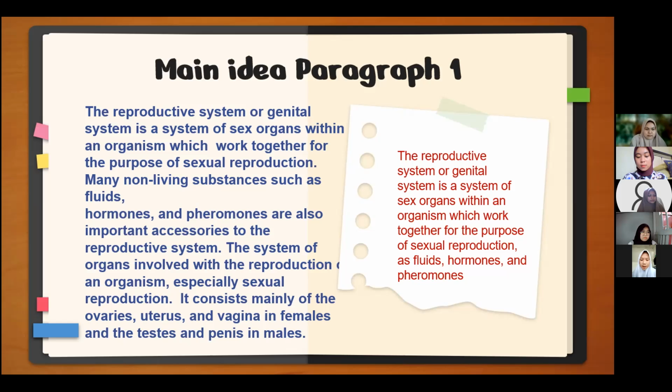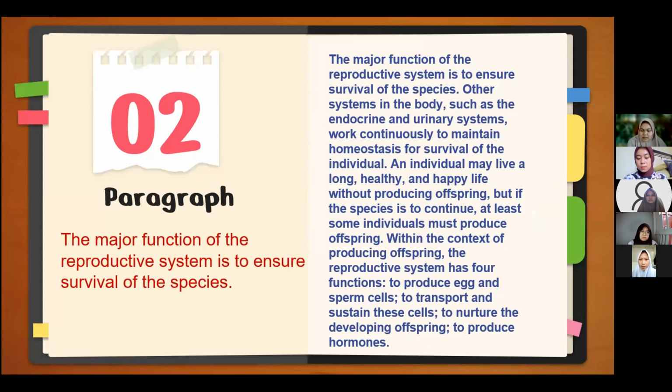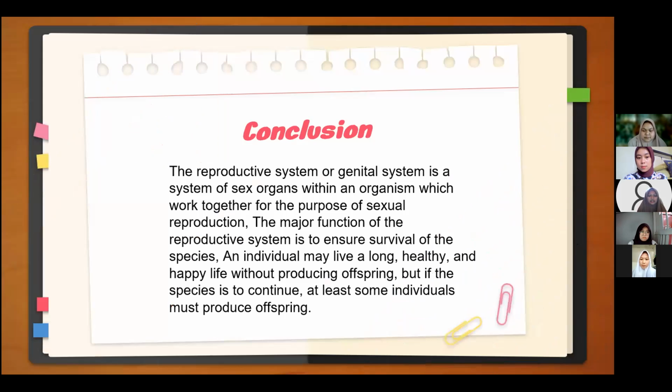Thank you, moderator. My name is Siti Aisyah. Now I try to explain about the main idea of the first and second paragraph. The reproductive system or genital system is a system of sex organs within an organism which work together for the purpose of sexual reproduction, as fluid, hormones, and pheromones. And the second paragraph is the major function of the reproductive system is to ensure survival of the species.